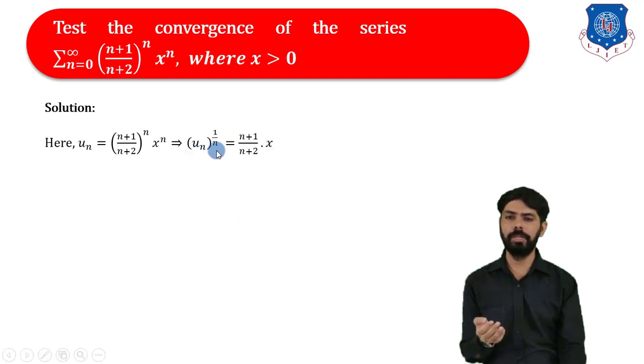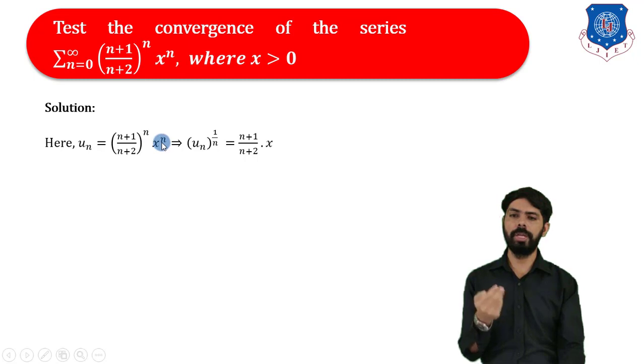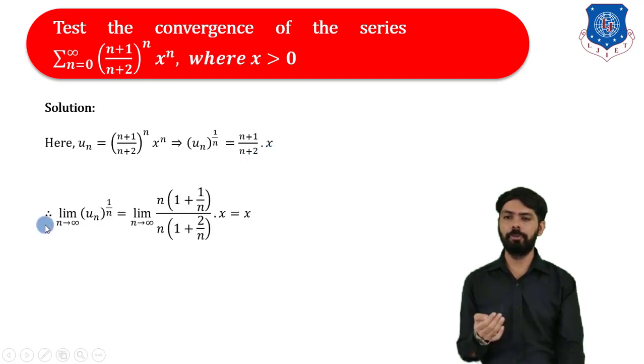Therefore un raised to 1 divided by n is equal to n plus 1 divided by n plus 2 into x, because if we find un raised to 1 by n, here it will be n raised to 1 by n, so n into 1 by n, so n cancels out. Same way, x raised to n raised to 1 by n, so it will be x raised to n into 1 by n, so n cancels out. Therefore un raised to 1 divided by n is equal to n plus 1 divided by n plus 2 into x. Therefore limit n tends to infinity un raised to 1 divided by n is equal to limit n tends to infinity.